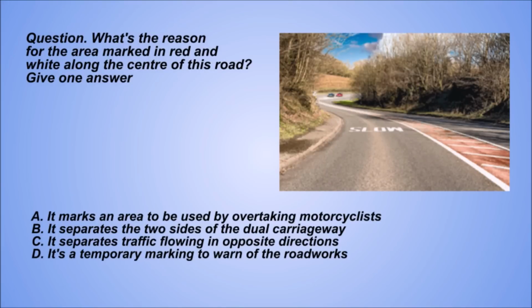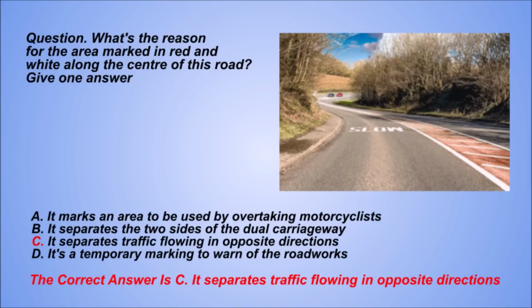Question: what's the reason for the area marked in red and white along the center of this road? Give one answer. A. It marks an area to be used by overtaking motorcyclists. B. It separates the two sides of the dual carriageway. C. It separates traffic flowing in opposite directions. D. It's a temporary marking to warn of the roadworks. The correct answer is C.